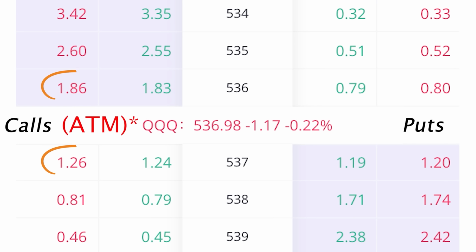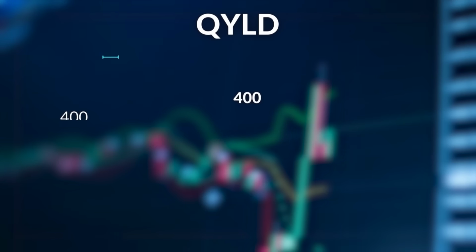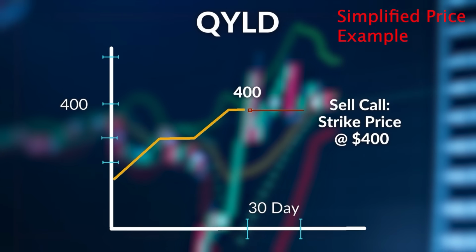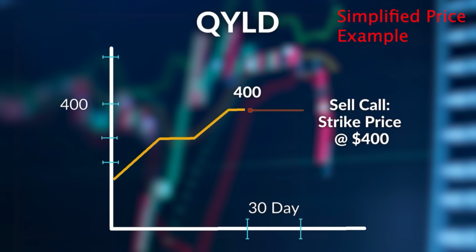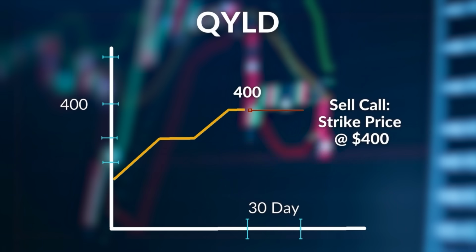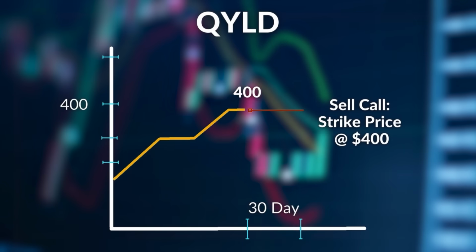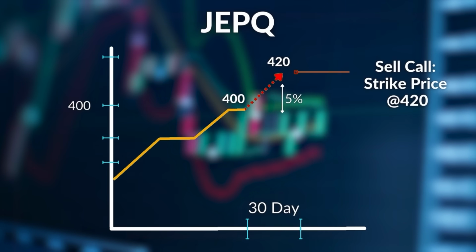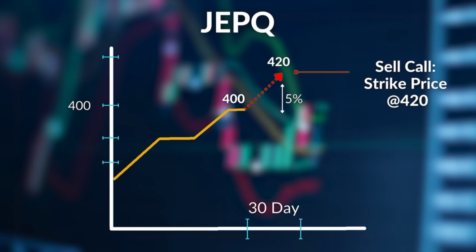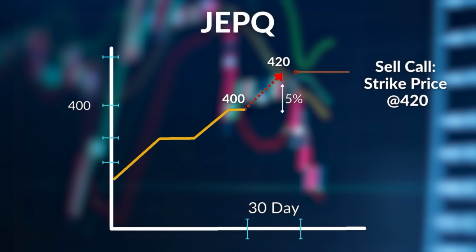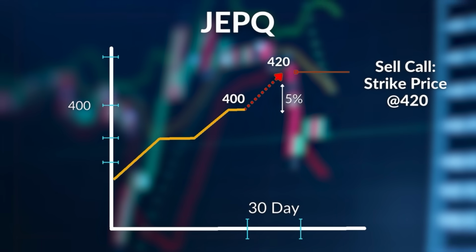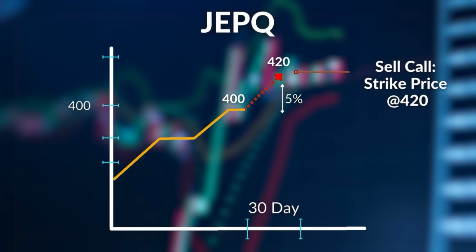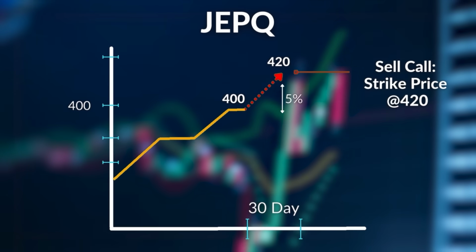By selling at the money call options, you're choosing a strike price that is equal to the current price of the underlying index that you're tracking. So in the case of QYLD, if the QQQ currently sits at $400, then you are selling a call option at a strike price of $400. But now in the case of JEPQ, they're selling call options at a strike price that is above the current trading price of the underlying index. So for example, if the QQQ currently sits at $400, this fund is selling a call option that is at a strike price of $420.